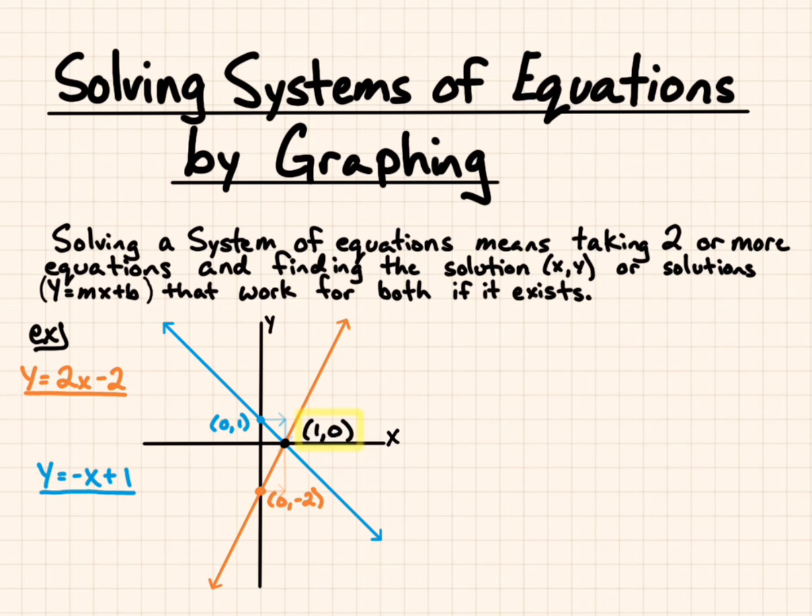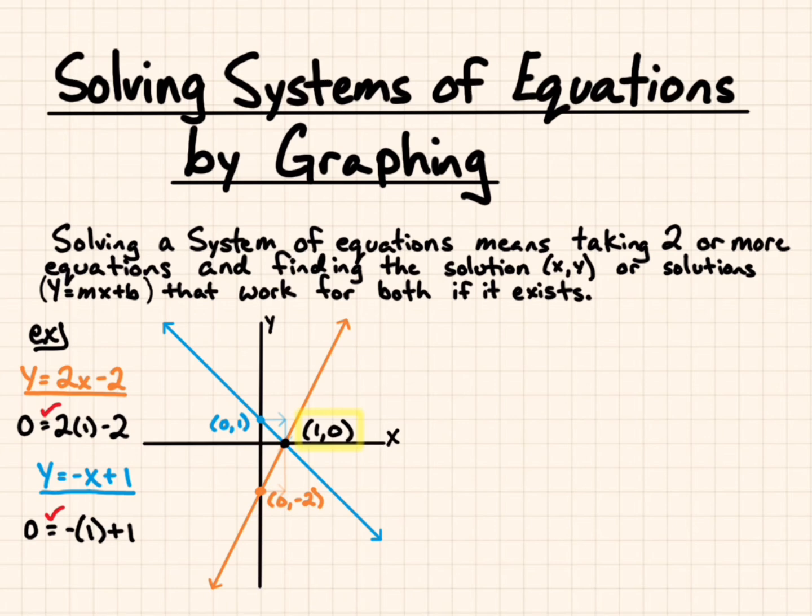And what that means is that if I substitute 1 in for x, I should get 0 for y in both equations. Well, 2 times 1 is 2, and 2 minus 2 gives me 0. In my second equation, I would have negative 1 plus 1 equals 0. So I can check that off for both equations and show that it does indeed satisfy both equations.